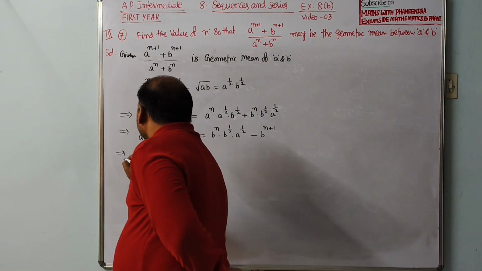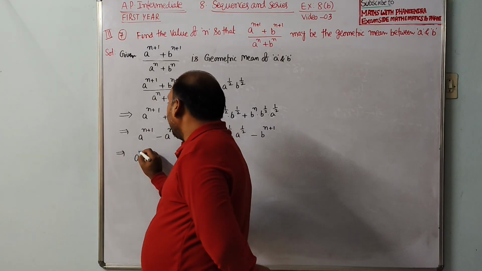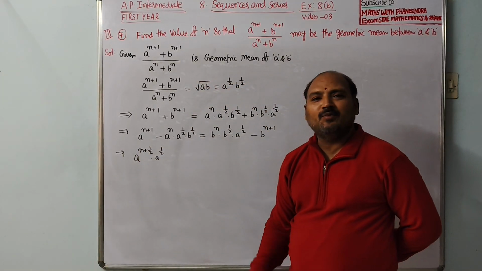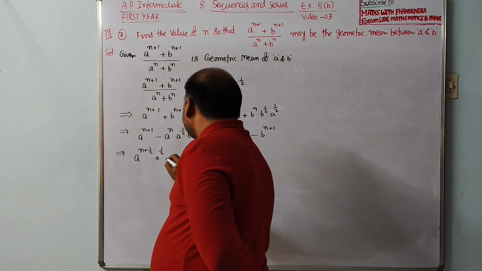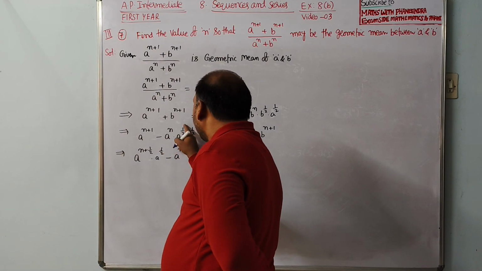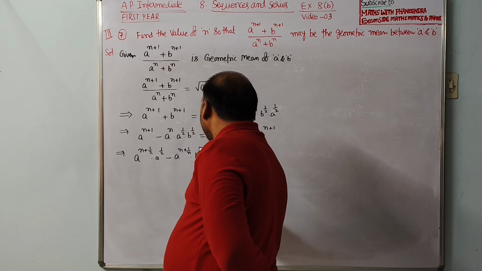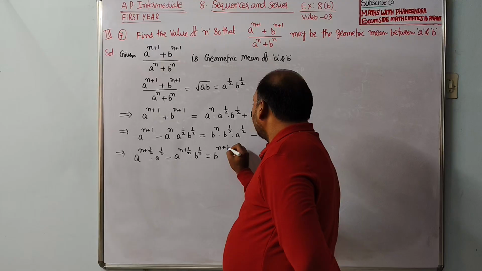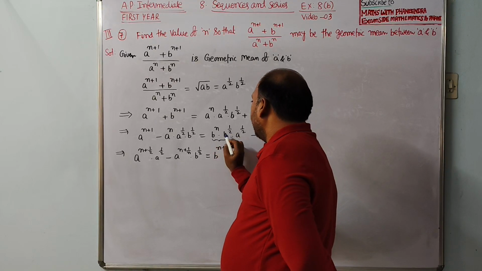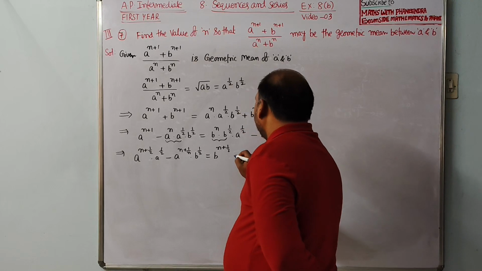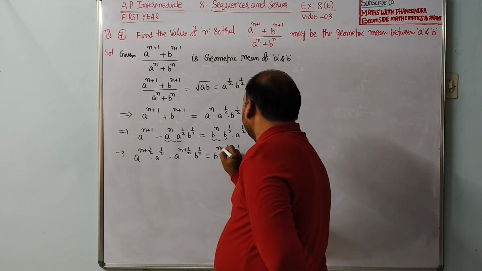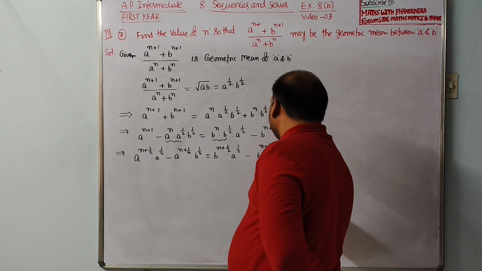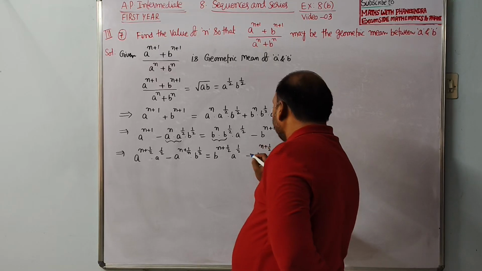So what I am writing is A power n plus 1 can be written as A power n plus 1 by 2 into A power 1 by 2. Is it possible to write or not? We can write it, students. Next, minus A power n, base equal, powers added, A power n plus 1 by 2 into B power 1 by 2 is equal to, here also, B power n plus 1 by 2, these two can be written as A power 1 by 2 minus B power n plus 1, which can be written as B power n plus 1 by 2 into B power 1 by 2.